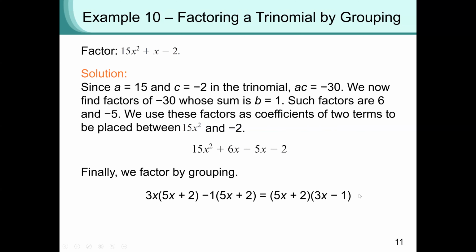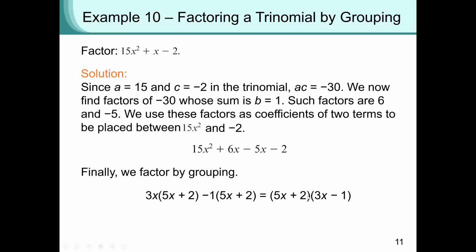Now, if you like, you can multiply all the terms here. We should get the same thing as 15x squared plus x minus 2. So 5x times 3x will give me 15x squared. And then 5x times negative 1 will give me negative 5x. 2 times 3x will give me positive 6x. So positive 6x and negative 5x will give me positive x. Then 2 times negative 1 will give me negative 2. So that will be our solution.